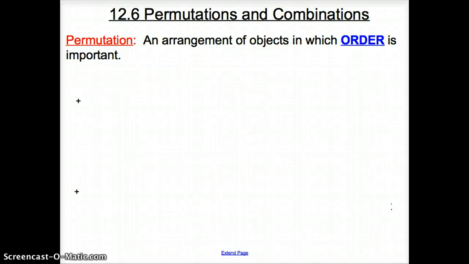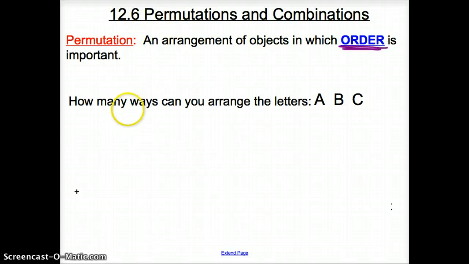Ladies and gentlemen, welcome to section 12.6, Permutations and Combinations. Let's go ahead and start things off with permutation. Permutation is an arrangement of objects in which order, keyword order, is important. It's all about order for permutation. So let's go ahead and jump right into things.